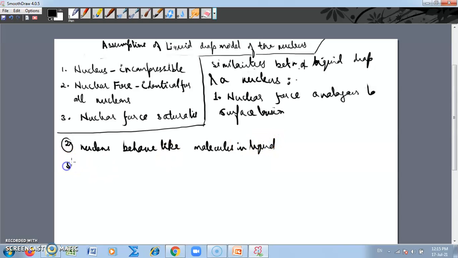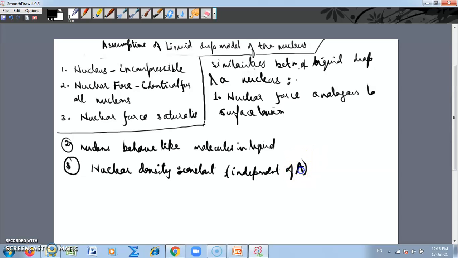Then we have number 3. Number 3 is that we saw in our first unit in the very beginning that nuclear density is approximately constant, and it is independent of A. Independent of A means what?